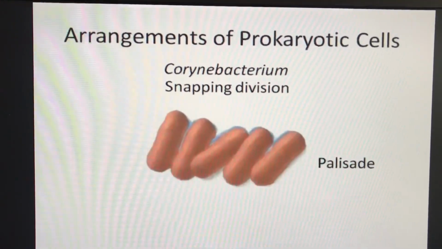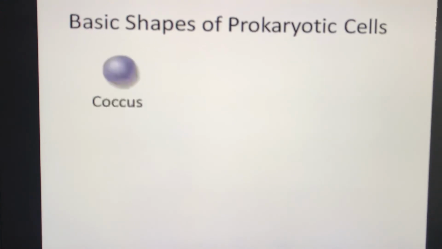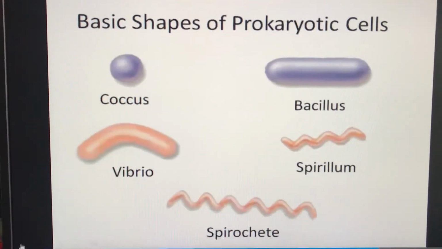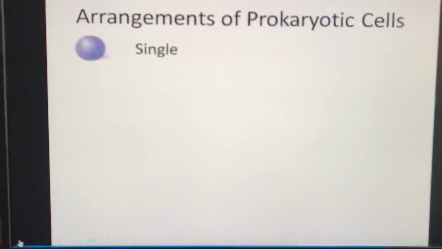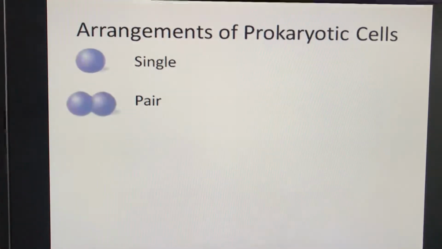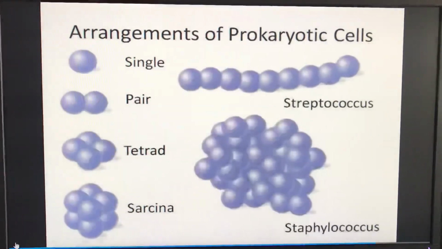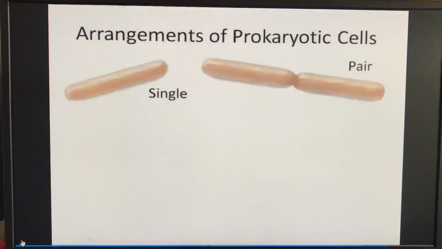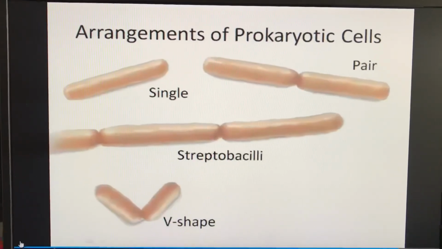In summary, prokaryotic cells are usually cocci, bacilli, vibrios, stiff spirilla, or flexible spirochetes. When a coccus divides, the offspring may separate and stay single, or they may form pairs, tetrads, sarcinae, streptococci, or staphylococci. Bacilli may be singles, pairs, streptobacilli, or undergo snappy division to form V shapes and palisades.